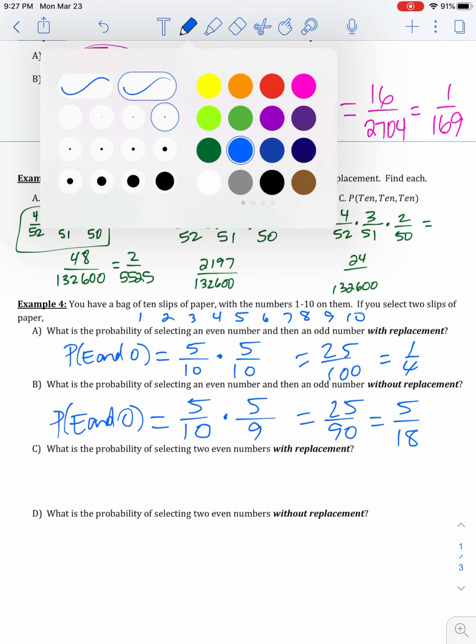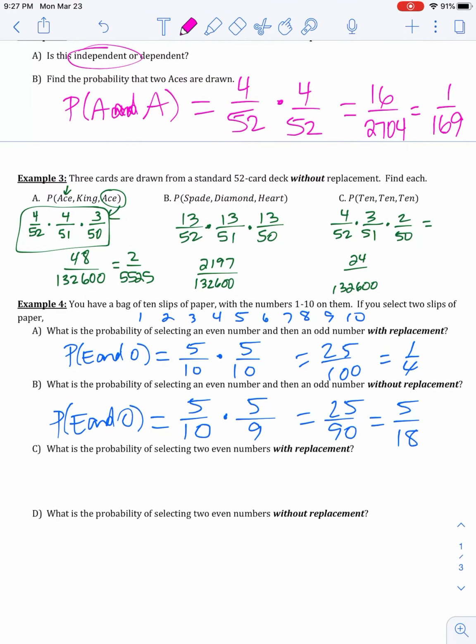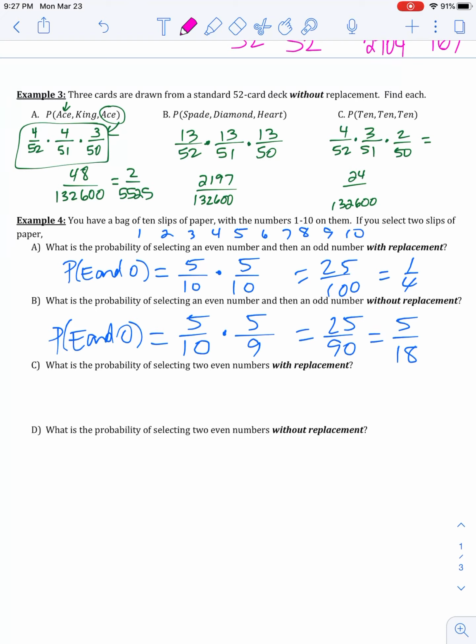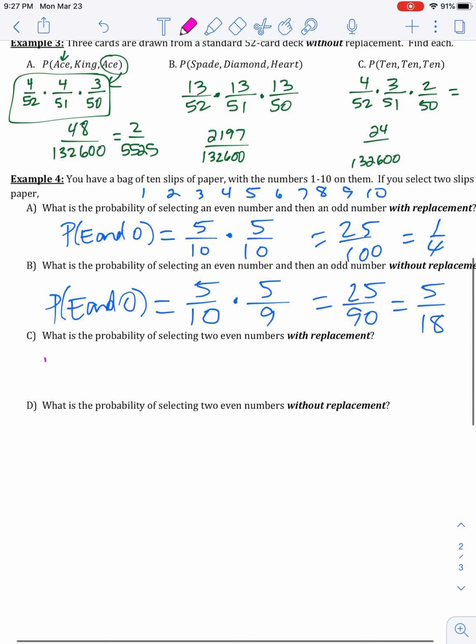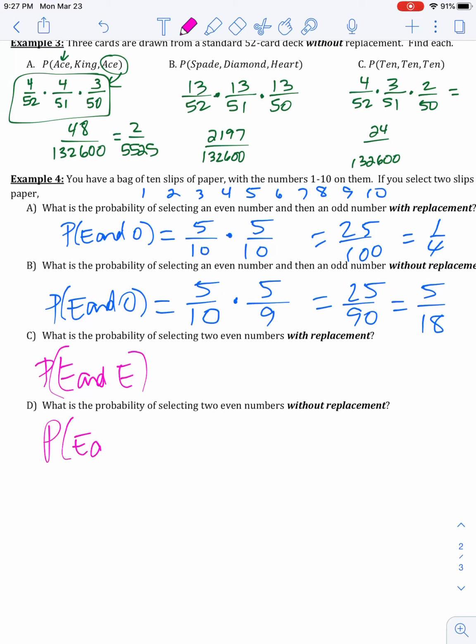All right, we're going to do one final example here. Part C and D kind of go together. We want the probability of 2 even numbers with and without replacement. So I want the probability of an even and another even. So an even, 2, 4, 6, 8, 10. There's 5 out of 10 ways of doing that. So the first one, probability of just an even, is 5 out of 10.